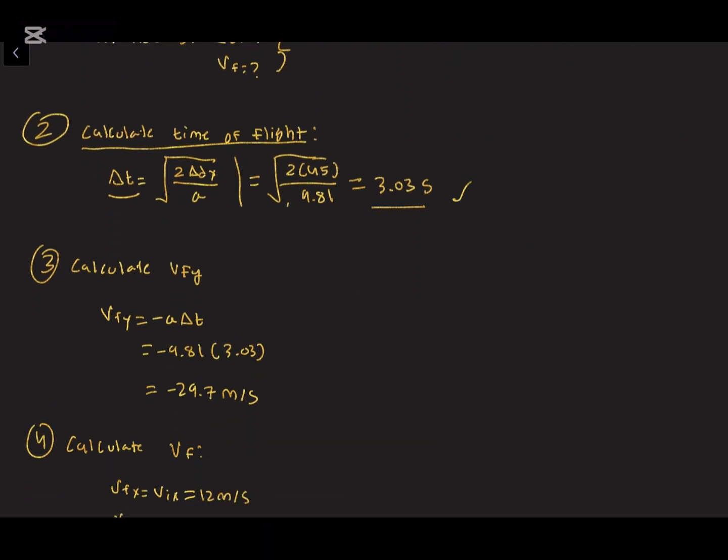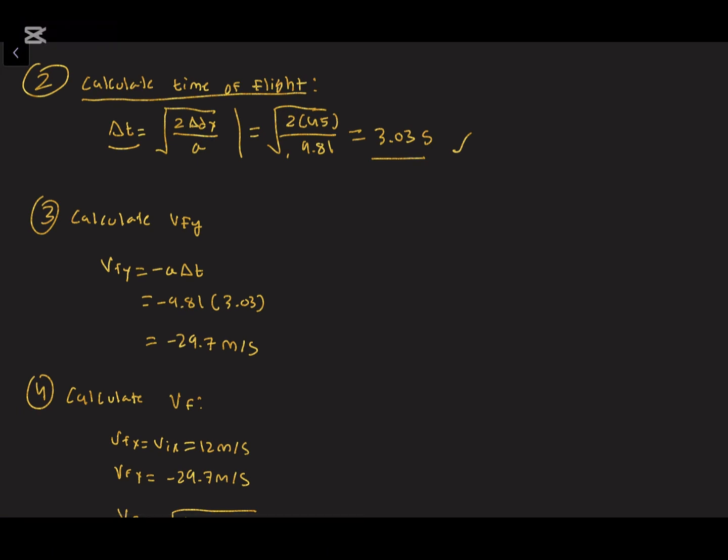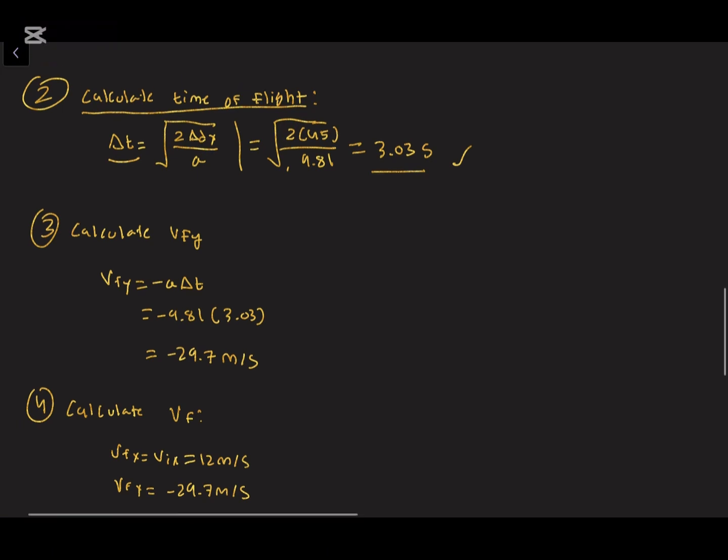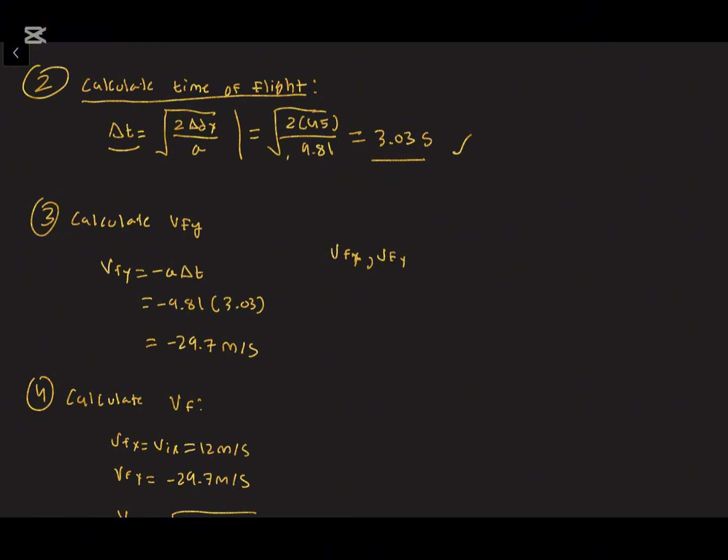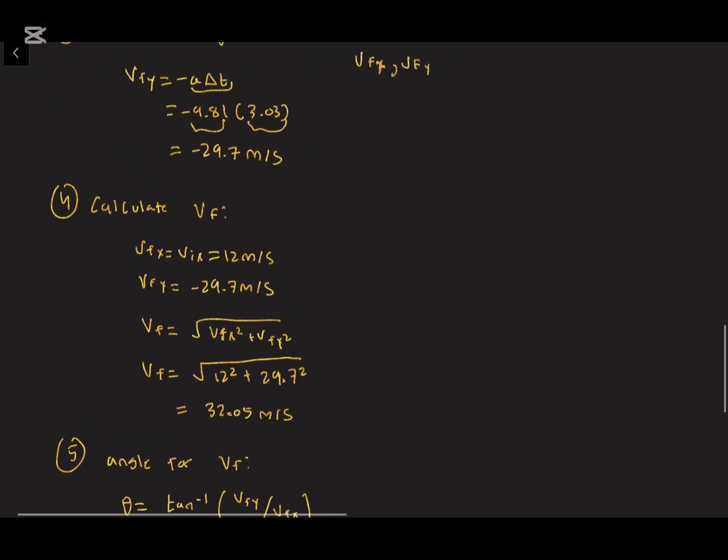So that's one thing done, checklist. The next thing is, let's calculate our VF. To do this, we have our VFX, but we don't have our VFY. You might be asking, why do we have a VFX? We'll see that in a minute. Your VFY is calculated by the equation that we've derived up above. It's pretty simple: negative 9.81, the acceleration, times your time, which we found in the step above. It's a very straightforward solution.